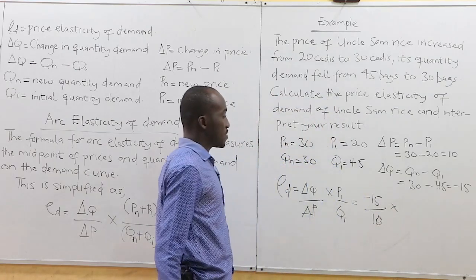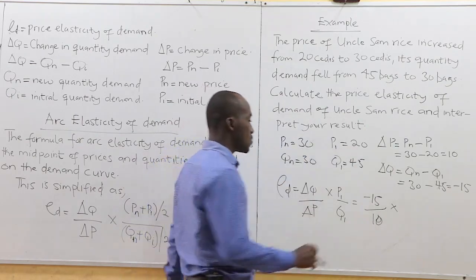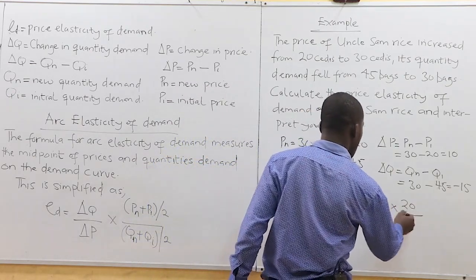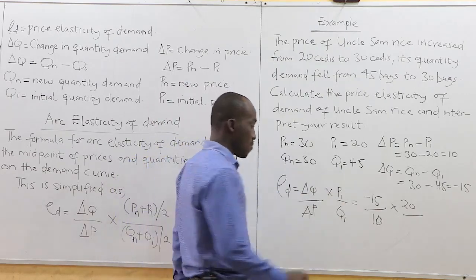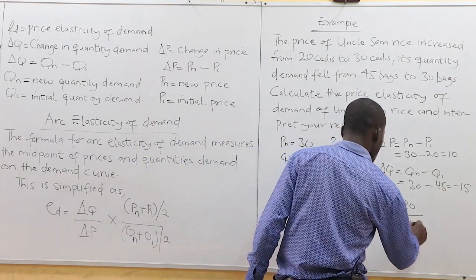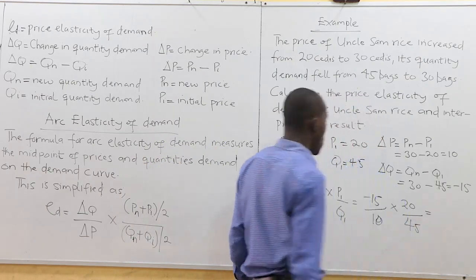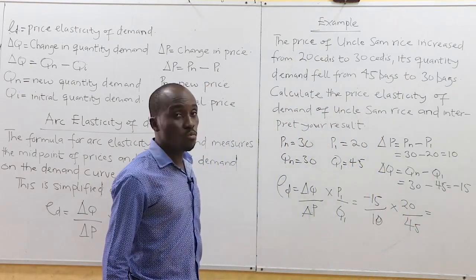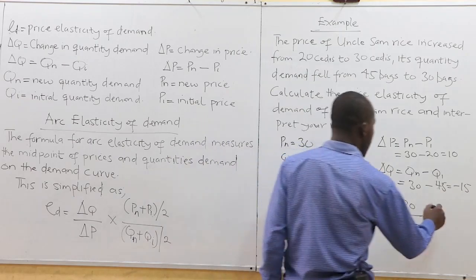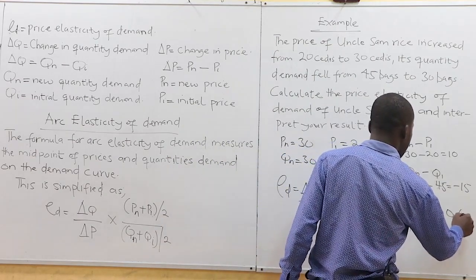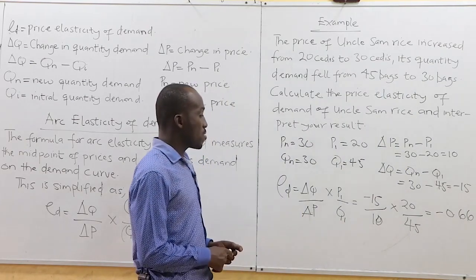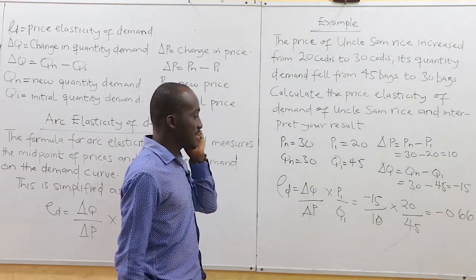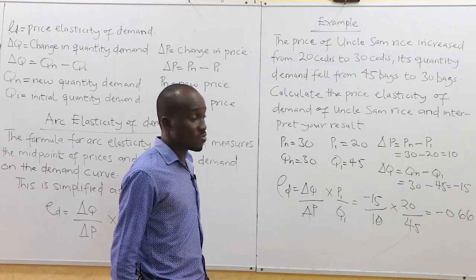What's the initial price? Initial price was 20. What's the initial quantity? Initial quantity is 45. If you use your calculator to punch, you're going to get something called 0.66.